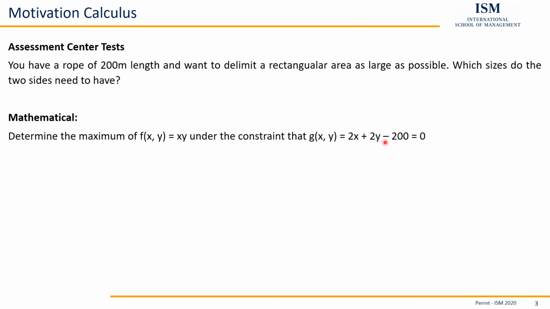And if I subtract 200 meters, I should get 0. Or I could bring the 200 to the right side. Then I have like the sum of all 4 sides should be exactly equal to 200 meters. So again, I have a typical application for the Lagrange multiplier approach. Maximization of a function under a certain constraint.